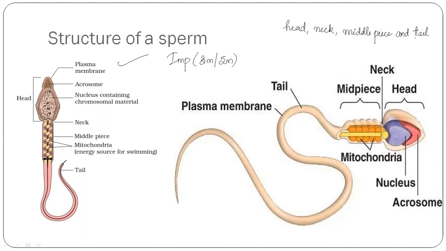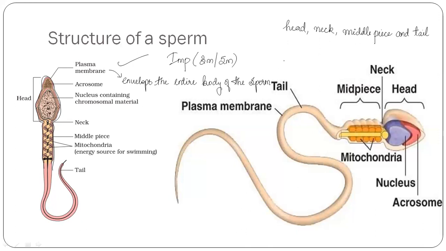And a plasma membrane envelops the whole body of a sperm. Yes, there is a plasma membrane which covers the entire body of the sperm. What does it do? It covers or envelops the entire body of the sperm.